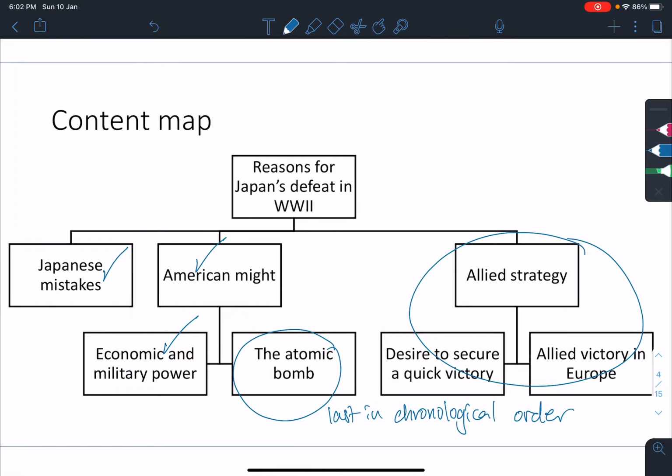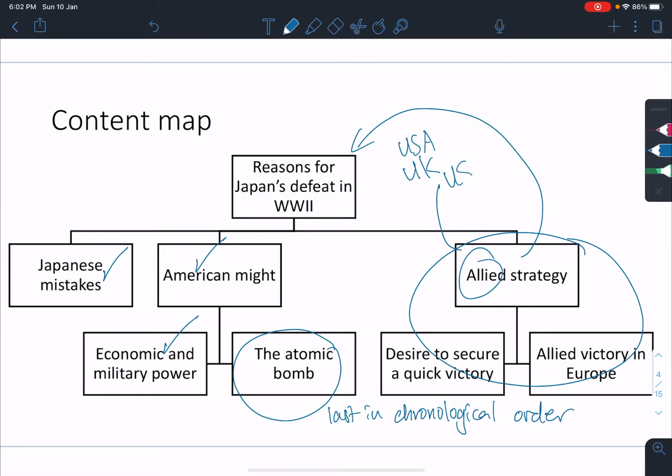Okay, so today we're going to look at how Allied strategy led to Japan's defeat. Here, remember, when we talk about the Allies, we are talking about the USA, the UK, and also the USSR. We must remember they were on the same side. Okay, so let's go.